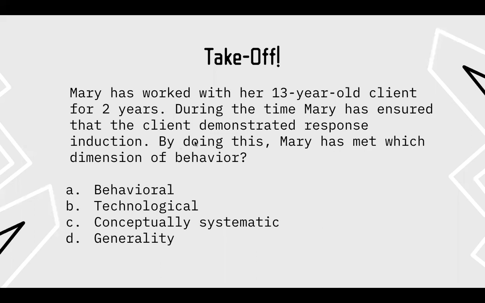Again, we want to read the last sentence first. By doing this, Mary has met which dimension of behavior? That tells me I'm thinking about the 7 dimensions already, so you should know this is from A5, but let's do it. Mary has worked with her 13-year-old client for 2 years. During the time, Mary has ensured that the client demonstrated response induction. By doing this, Mary has met which dimension of behavior? The behavioral, the technological, conceptually systematic, or the generality dimension.